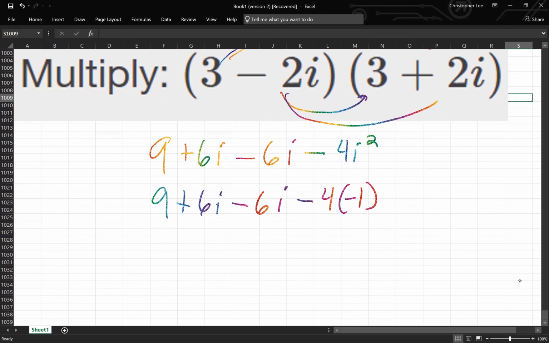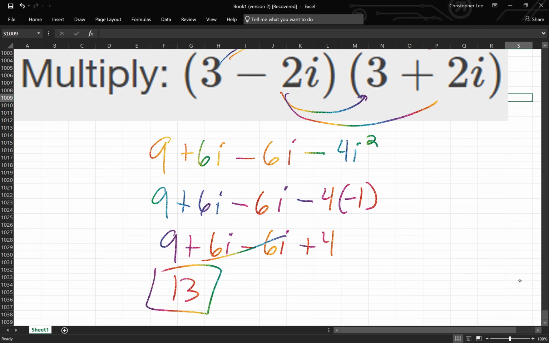Now let's do the multiplication. 9 plus 6i minus 6i plus 4. Let's combine like terms. 9 plus 4 is what? That's 13. And then these two just cancel out. So that's my answer, 13. Nope, no i. It's positive 6i minus 6i. That's just 13. Easy, right?